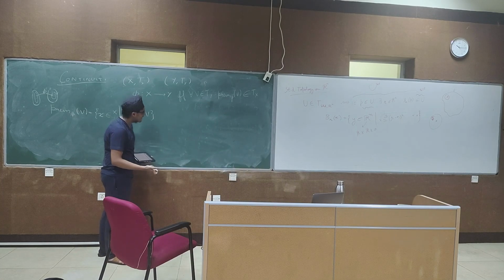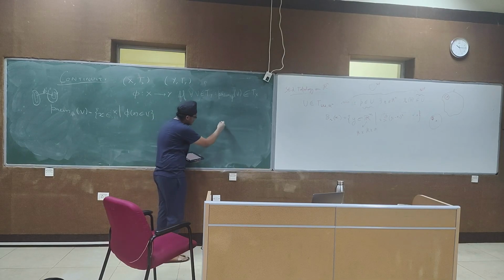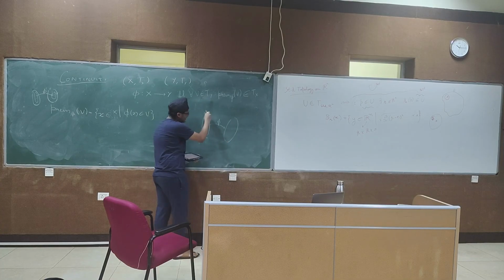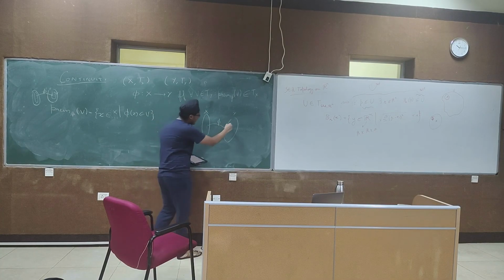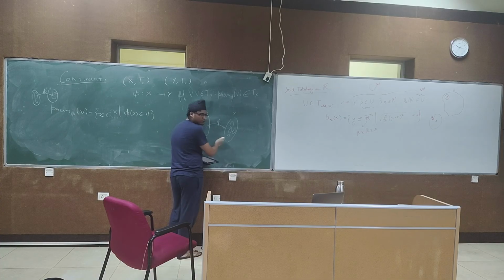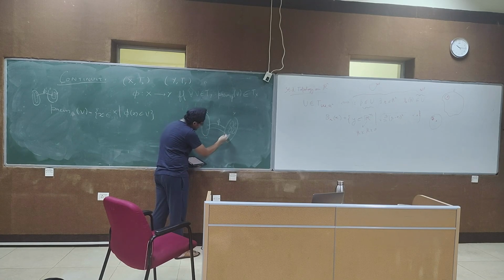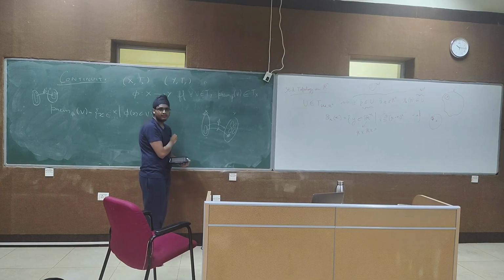A continuous map is actually, so you have this set X, a set Y, and you have open sets in it. These open sets are basically the topological structure that the topology is describing. The map phi is continuous if corresponding to every open set here, all the points which are being mapped to here also are in an open set in this.